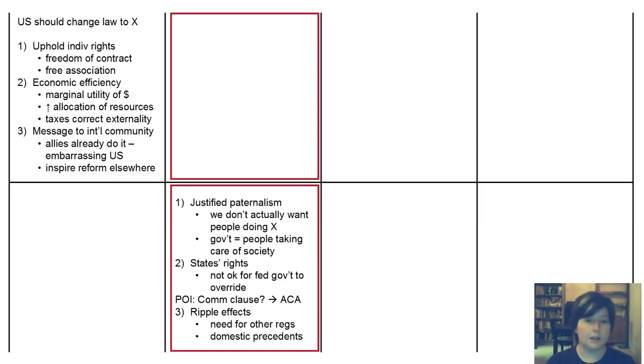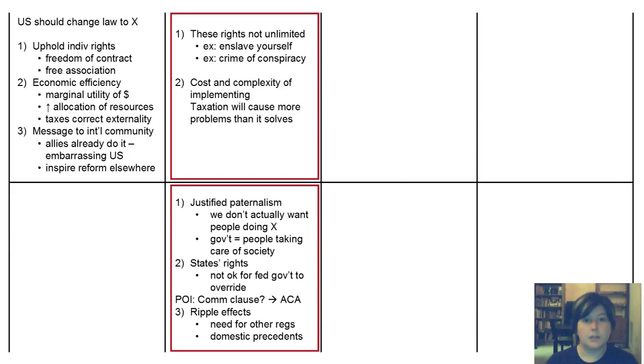After the LO has finished dealing with their independent points, they'll go back up to case side, and they'll respond to the individual rights point. Maybe they'll say, hey, those rights aren't actually unlimited. Here are some examples. In response to economic efficiency, maybe they'll bring up some concerns about the cost of implementing this plan, what this new law would require. And in response to the international community, maybe they have a different perspective on geopolitics and international relations.